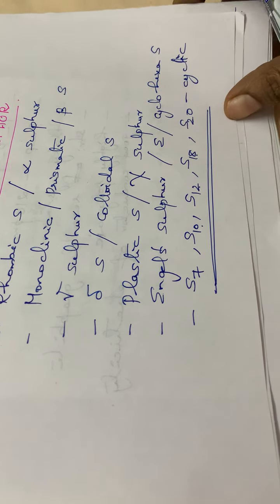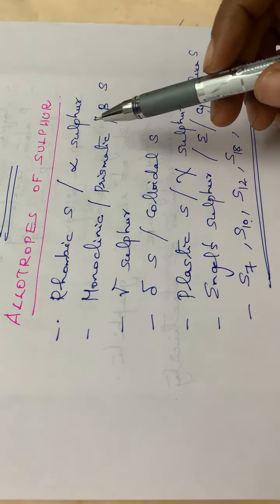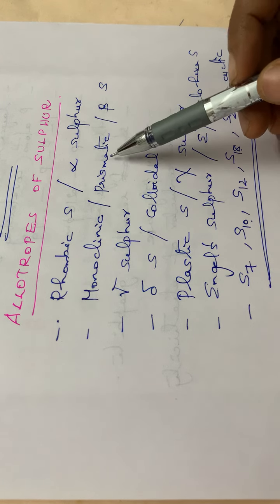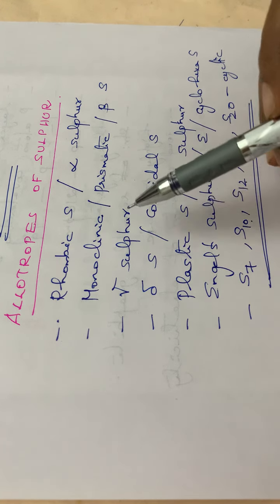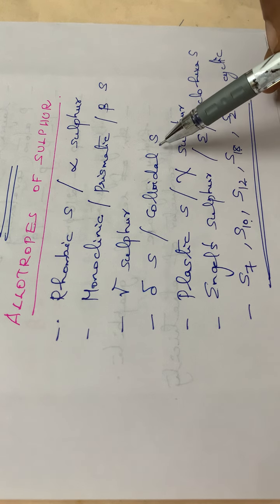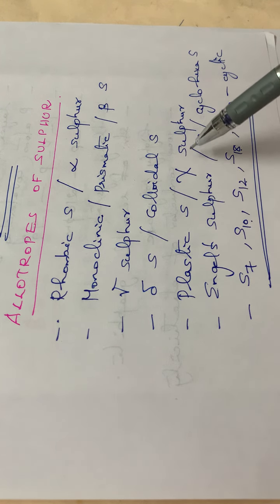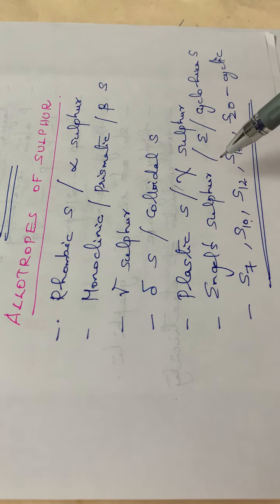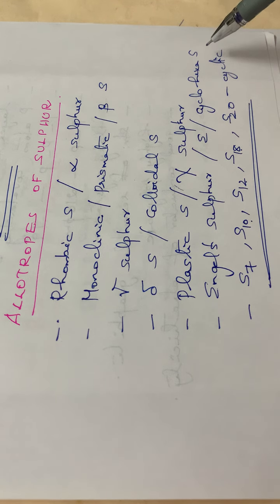So these are the different allotropes of sulfur: rhombic sulfur or alpha sulfur, monoclinic or prismatic or beta sulfur, then gamma sulfur, delta sulfur or colloidal sulfur, then plastic sulfur or gamma sulfur, this is capital gamma, then angel sulfur or epsilon sulfur or cyclohexa sulfur, then cyclic sulfurs S7, S10, S12, S18 and S20. Then we can go through one by one. The first one is the rhombic sulfur or alpha sulfur.